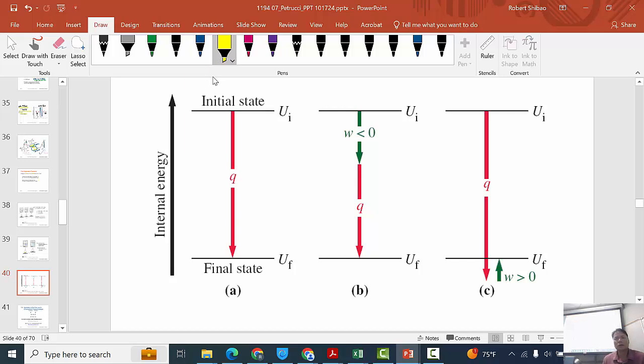So if we do no work, then all the internal energy change here is converted into heat. There's no work here. However, if some work is done, then we don't get as much heat. This is work done by the system here. And over here, we have not work done by the system. This is work done by the surroundings.